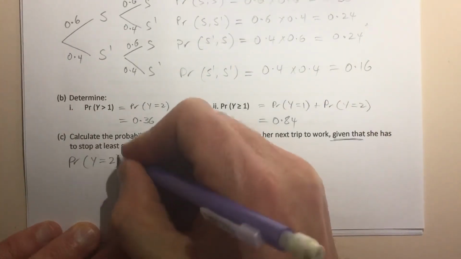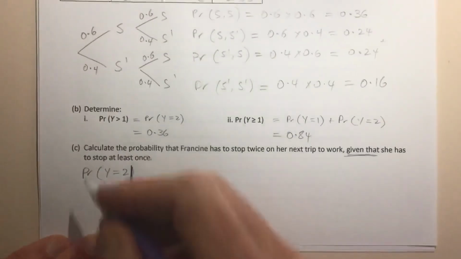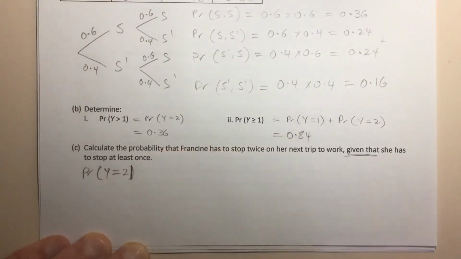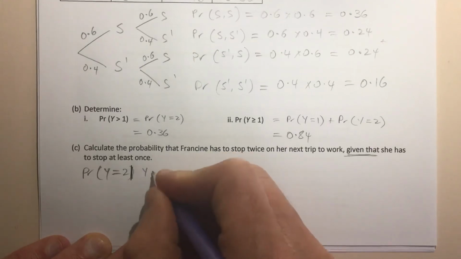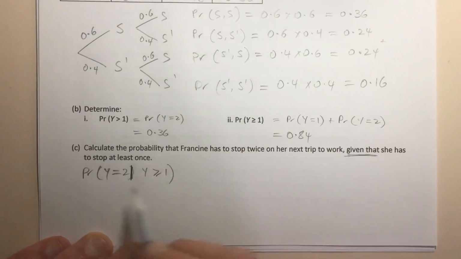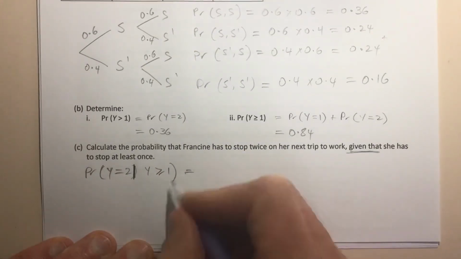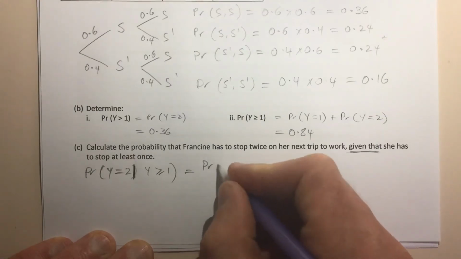Given that, so the probability that Y equals 2, given that she has to stop at least once, so given that Y is greater than or equal to 1. And once we write the conditional statement like that, the right-hand side kind of comes together just using the formula. So remember, it's the probability of both.